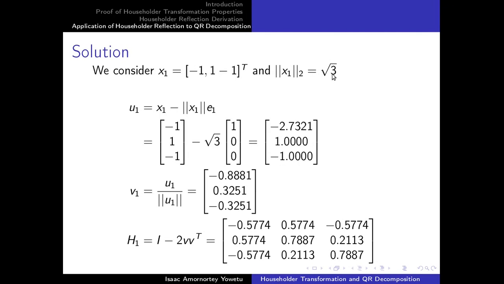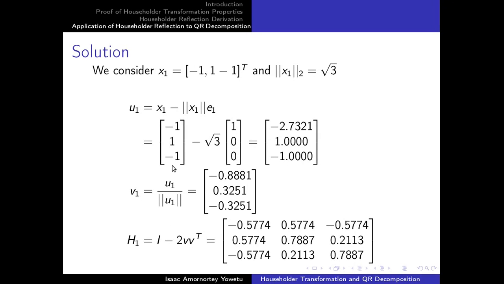rho 3. From the previous slides, we realized that we can obtain our u1 by this expression we have here. This is our x1, and then our norm times what? Our standard basis vector, which gives rise to this nice vector that we have here as our u1.